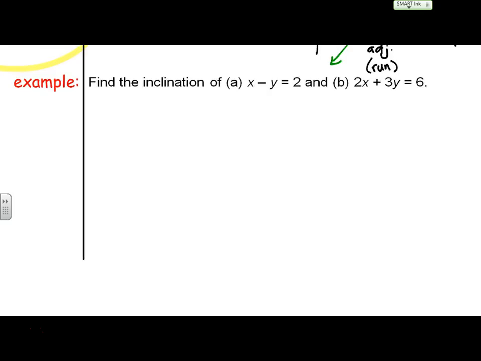How would we do this example? Find the inclination of x minus y equals 2 and 2x plus 3y equals 6. Separately, two different problems. How would we start with A? Put it in slope intercept form, so that we can find the actual slope and just put it in. Get the y by itself. How quick can you guys go? X plus 2?